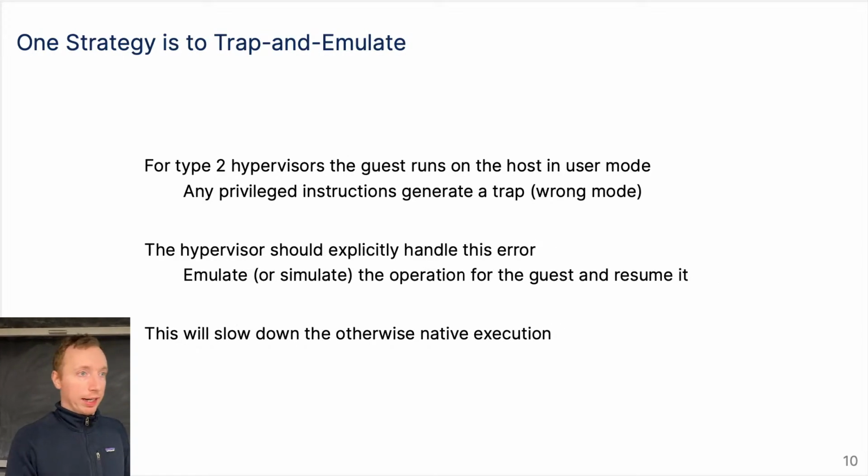So if you're implementing a type 2 hypervisor, one strategy you can use is something called trap and emulate. If you just naively run kernel code as a user process, you're going to get a signal, which is going to generate a trap in the kernel whenever you try to execute an instruction that is only supposed to be run in kernel mode. So you'll get a signal that says, hey, you have an illegal instruction.